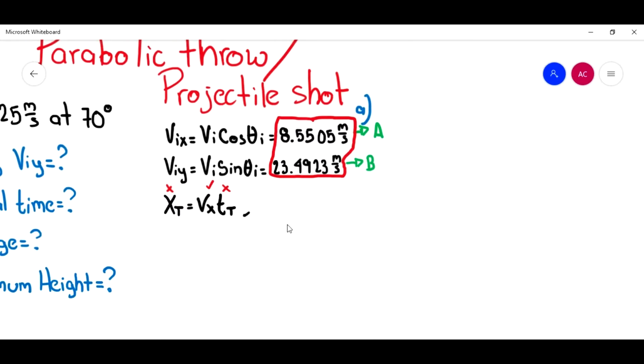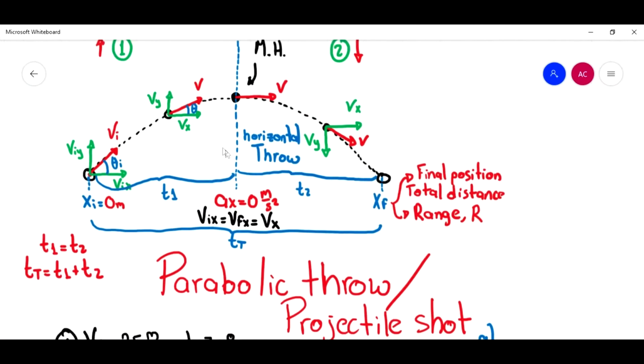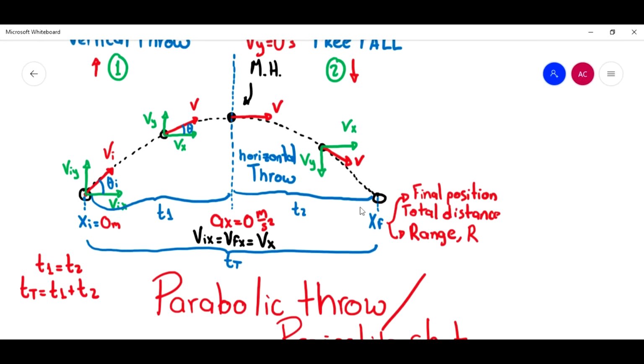Maximum height equals minus the acceleration in y multiplied by the time squared over 2. But I have a question: what time? This time over here.